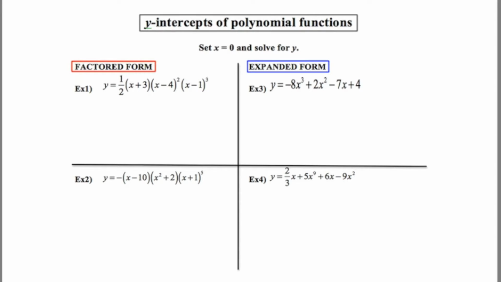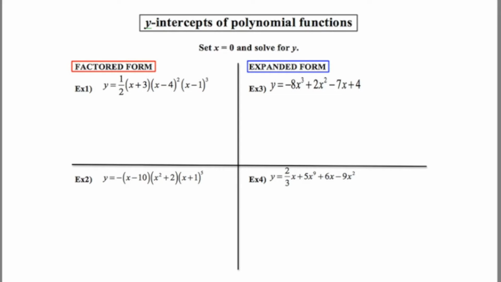In this video, I'm going to show you how to find the y-intercept of polynomial functions, and it's really very simple. All you're going to do is set x equal to 0 and solve for the resulting y. I've divided the problems into two categories, those in factored form, which I'm going to do first, and those that are in expanded form, which I'll do second.